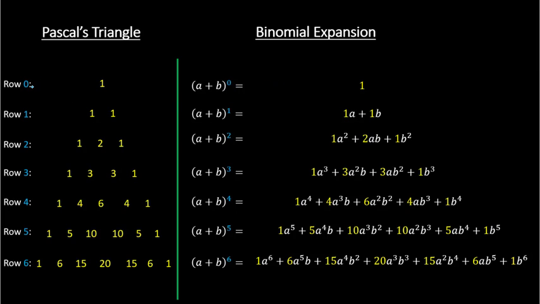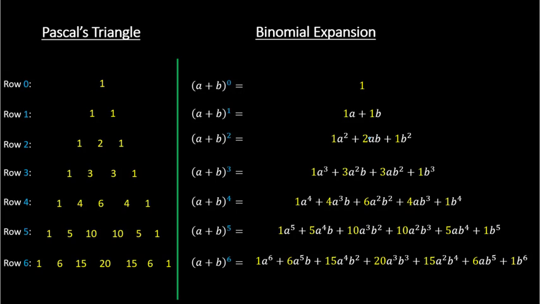Row 0 corresponds with raising your binomial to the 0 power. Row 1 corresponds with the first power, row 2, second power, row 3, third power, and etc. All right, so that's how you know which row in Pascal's triangle to look at to determine the coefficients.